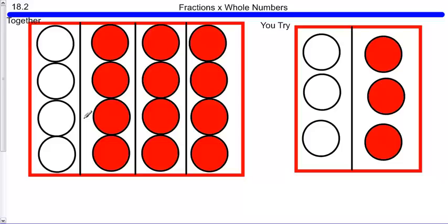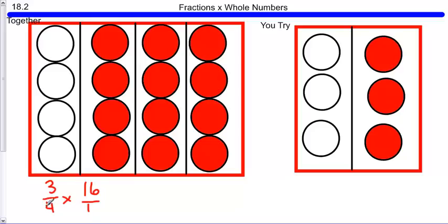So first thing I need to do, what fraction of the circles are shaded? Well, I can see the circles are broken up into fourths because there's one group, two groups, three groups, four groups. Okay, so we're going to have 3/4 times how many circles are there all together? Well, 4, 8, 12. There are 16 circles altogether. So there's my multiplication problem. 3/4 times 16. Put it over 1.